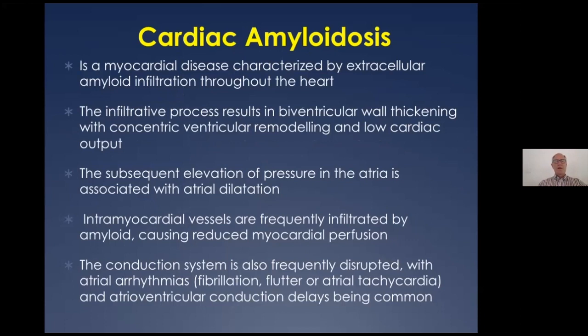So what is cardiac amyloidosis? It's a myocardial disease characterized, as mentioned, by extracellular amyloid infiltration throughout the heart. This process results in biventricular wall thickening with concentric ventricular remodeling and a low cardiac output. The subsequent elevation of pressure in the atria is associated with atrial dilatation, both the right and left atria. Even myocardial vessels are frequently infiltrated by amyloid, causing reduced myocardial perfusion. The conduction system is also frequently disrupted, leading to atrial arrhythmias such as atrial fibrillation, atrial flutter, or atrial tachycardia, as well as atrioventricular conduction delays being seen quite commonly.